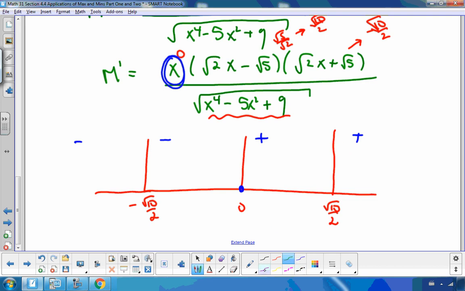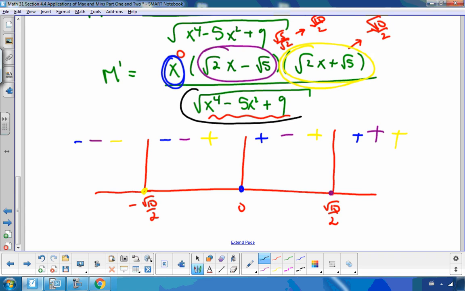Then I have this one here. And that factor is 0 when x is root 10 over 2. So to the left, it will be negative. To the right, it will be positive. This factor here is 0 at negative root 10 over 2. So to the left, it's negative. To the right, it is positive. And then my denominator, because it is the principal square root, will always be positive.